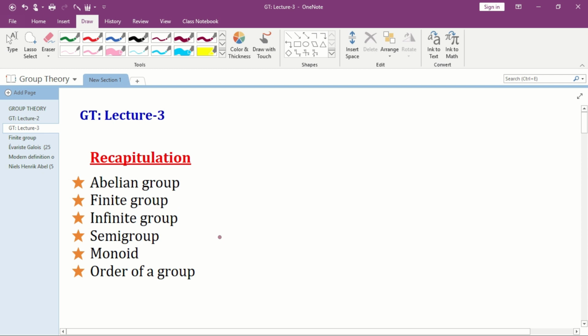Myself Sudhakar. In the previous lecture, we understood important concepts of group theory, namely abelian group, finite group, infinite group, semi-group, monoid and order of a group. I hope you understood all these definitions.